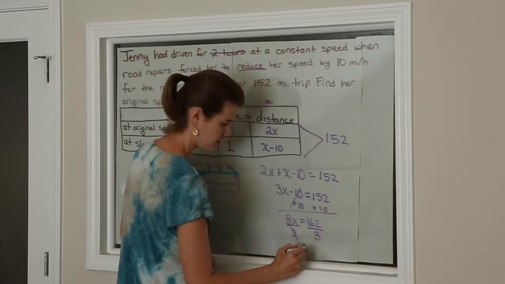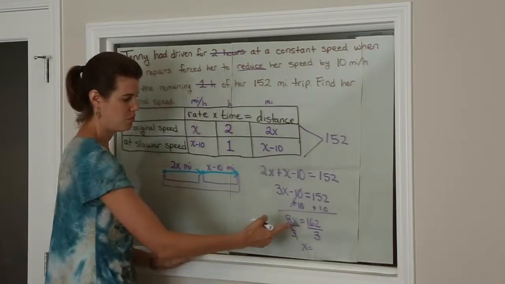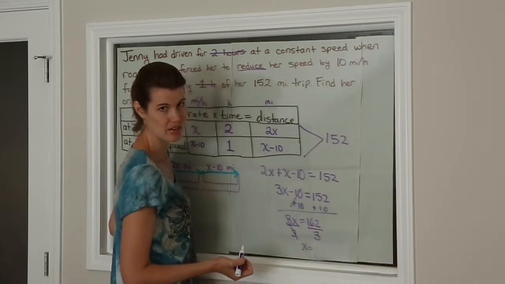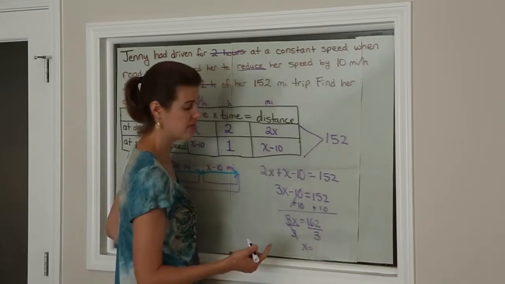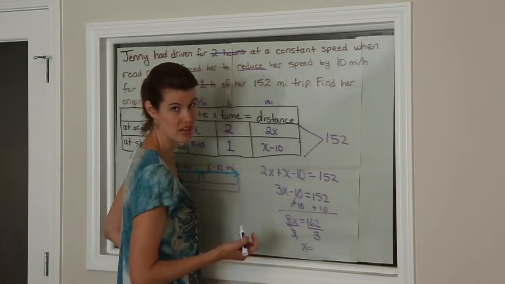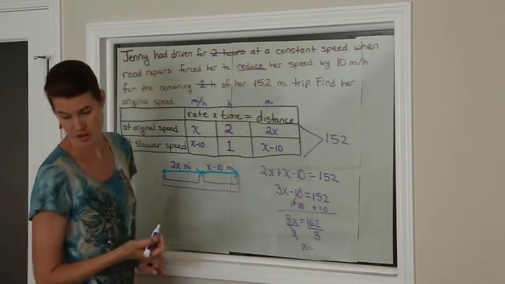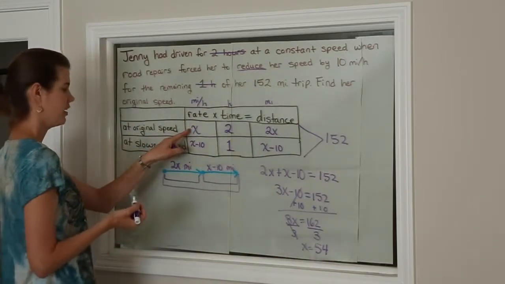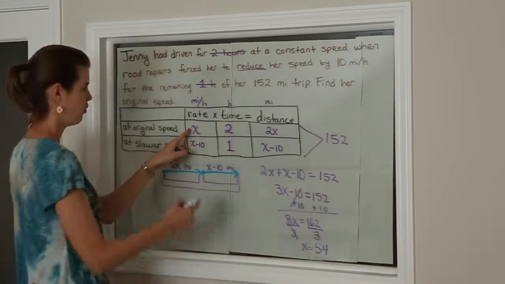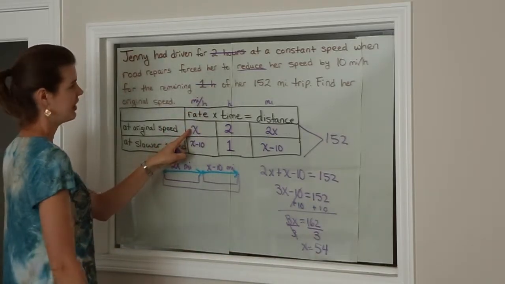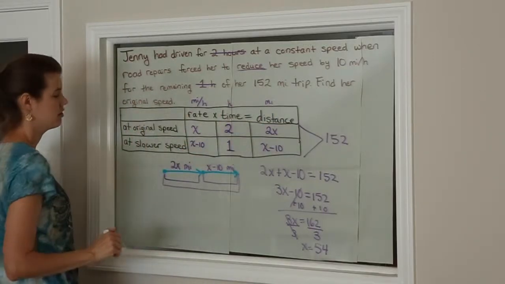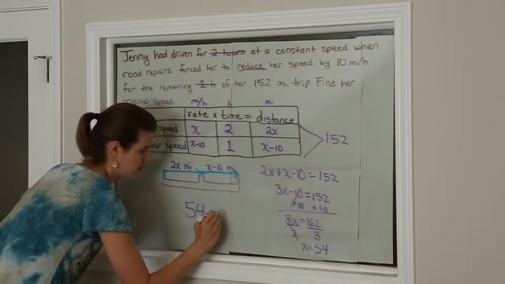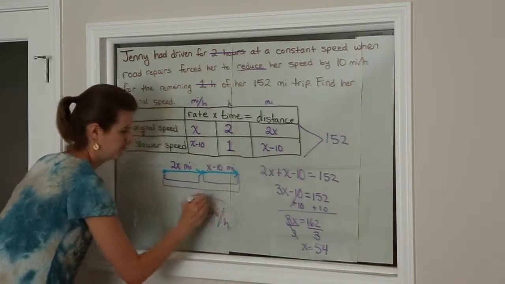If you remember the trick of threes I taught you, we can tell that this number is going to evenly be divisible by 3 because 1, 6, and 2, when put together, gives us a 9, and 9 is divisible by 3 evenly, so 162 must be divisible by 3 evenly. And if you put that in your calculator, you get 54. So right here, x is 54 miles per hour. And that's what they asked us for. Find her original speed. So the answer to the problem is her original speed is 54 miles per hour. And that's it.